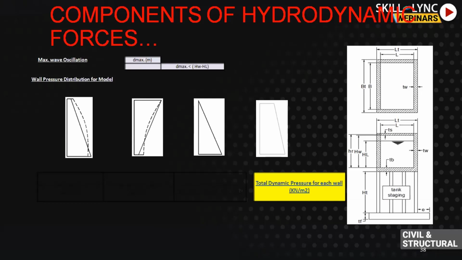So all these things will be there, and we will add them up, and the pressure distribution diagram will come like this. We can have a maximum wave of water. We have the maximum height of the tank. We will determine the freeboard from this. We'll get how much maximum oscillation wave can come on this tank.